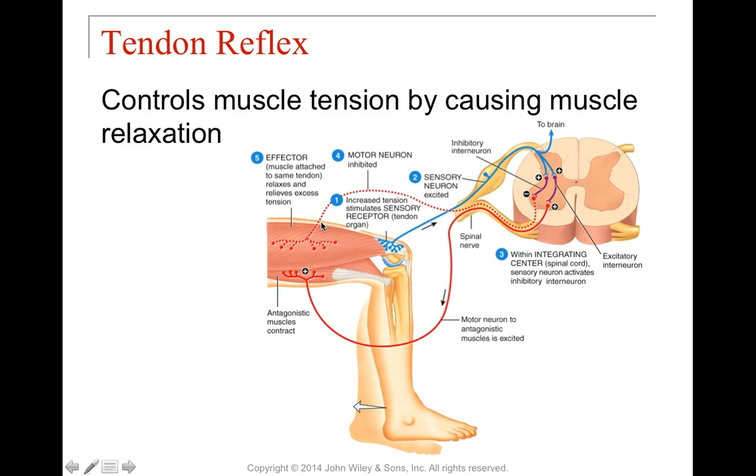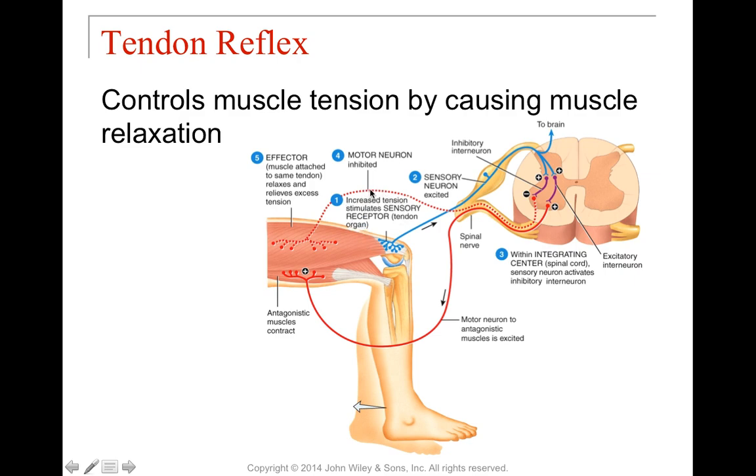We have enough information coming in through this sensory receptor. That's going to come in the form of, oh, we got increased tension. Increased tension is actually, here's 5, which is the end, but we start at 5 to get to 1. So the muscle attached to the tendon relaxes and relieves the excess tension, right? And that happens because step 1 is that we have too much tension.